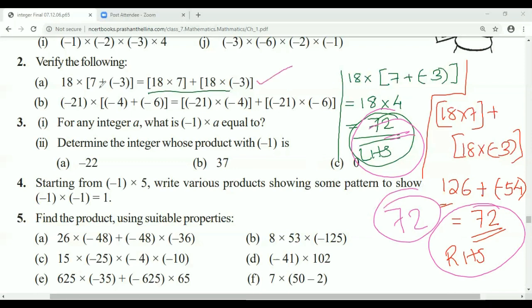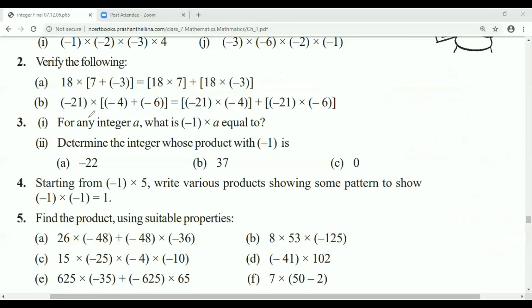So actually we can verify this directly. This is the distributive property of multiplication over addition. This 18 is distributed inside the bracket over the addition, so it will always be true. We have already studied that multiplication is distributive over addition.